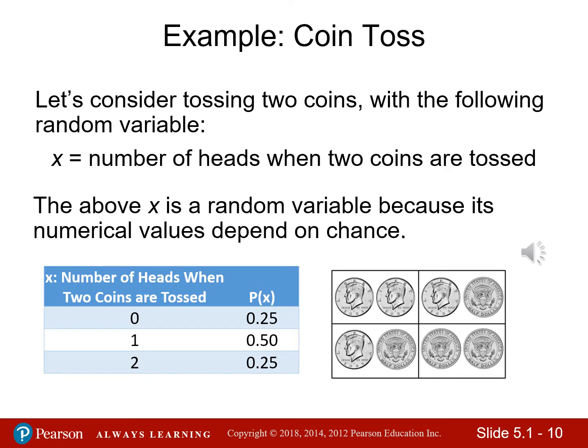Another possibility would be to toss 1 head. Well, there's 2 possible ways we can get 1 head. You can get a head and a tail, or a tail and a head. So the probability of getting 1 head is 2 out of 4, which is equal to 0.50. And finally, for the probability of getting 2 heads, your toss would be a head and a head, and there's only one possible outcome for this. So the probability of getting 2 heads is equal to 1 over 4, which is equal to 0.25.